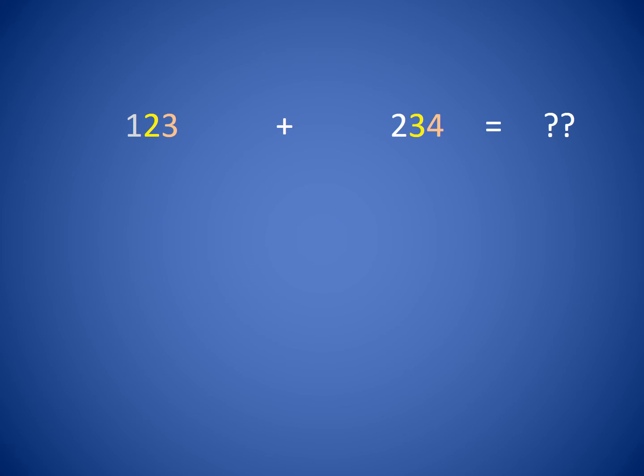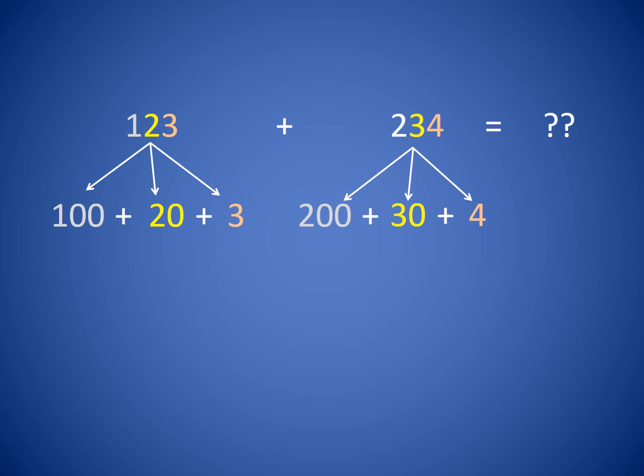All right, last one, an easy one. 123 plus 234. 123 is 100 plus 20 plus 3. 234, 200 plus 30 plus 4. Add them up. 357.